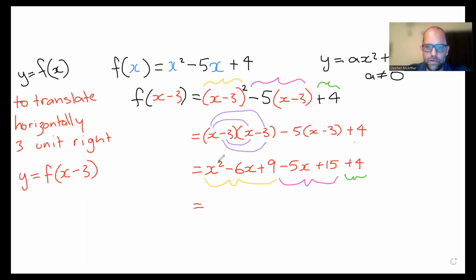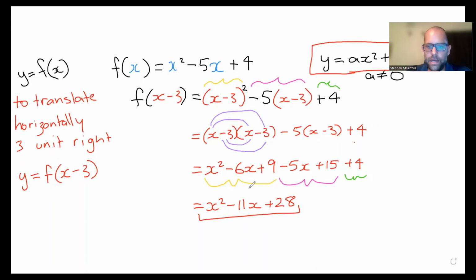Okay, now we can add everything up. We've got x squared, and there are no more x squared terms. I run left to right. I do have -6x here and a -5x. All that adds up to -11x. I've got a +9, a +15, that's up to +24, and a +4, that's up to +28. And this is our quadratic in this format that we like the most. And if we've done everything correctly, it should be 3 units right. Whoops, I left an s off over there, 3 units.